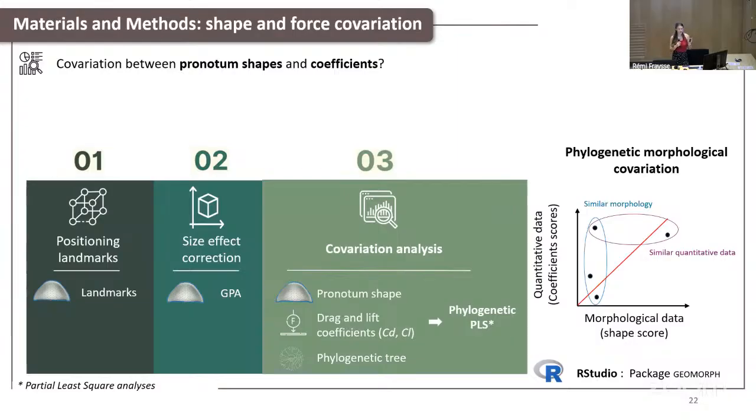And then I ran a phylogenetic partial least squares analysis, which tests how two datasets vary together. In our case, it checks whether changes in pronotum are associated with changes in the drag or lift coefficient, considering phylogenetic relationships. So in the resulting graph we will see later, the x-axis shows the shape scores, a simplified value that represents the difference in pronotum across species. And the other axis is the force scores that summarize how drag and or lift vary. So these are not the original values that we will see, but new values calculated by the analysis to capture the link between shape and forces.